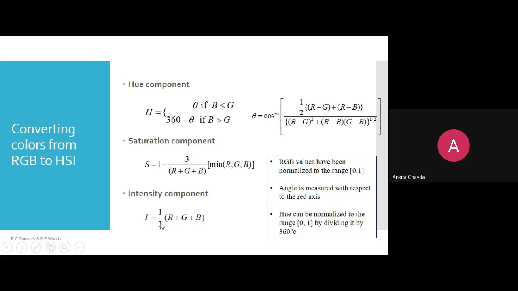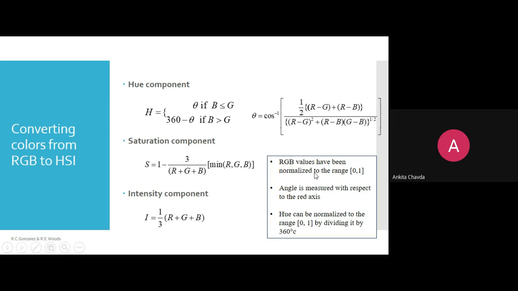And what is intensity? Intensity is the intensity of R plus intensity of G plus intensity of B, divided by 3. Imagine you are mixing watercolors: how much red you take, how much green, and how much blue. Once you mix these three colors, whatever color is generated, that is the intensity of that particular pixel. Simple. Okay.